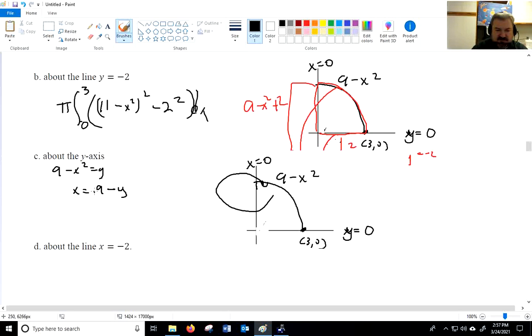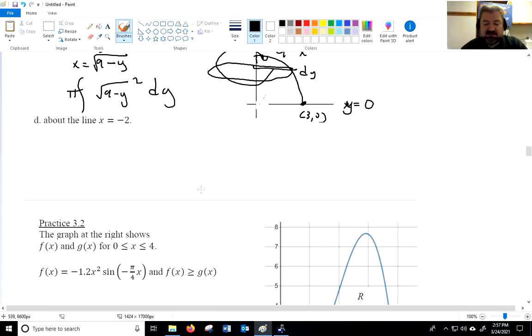minus y square rooted. Since we're in the positive quadrant, we'll just take the positive square root. So I need the integral of pi r squared times h, which in this case is a dy. As my washers are thin like this, dy, and this length is 9 minus x squared.